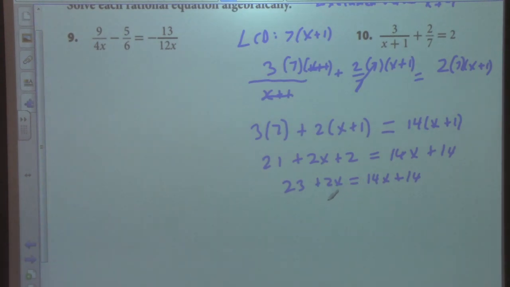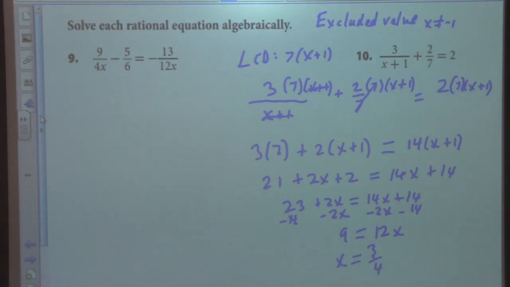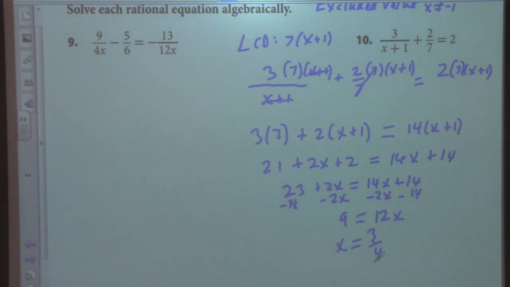So now I'm going to subtract 2x from both sides, and then subtract 14 from both sides. And then I'll have 9 equals 12x. And so x is going to be equal to what? 3/4. Is 3/4 an excluded value here? No. So this is called a real solution.